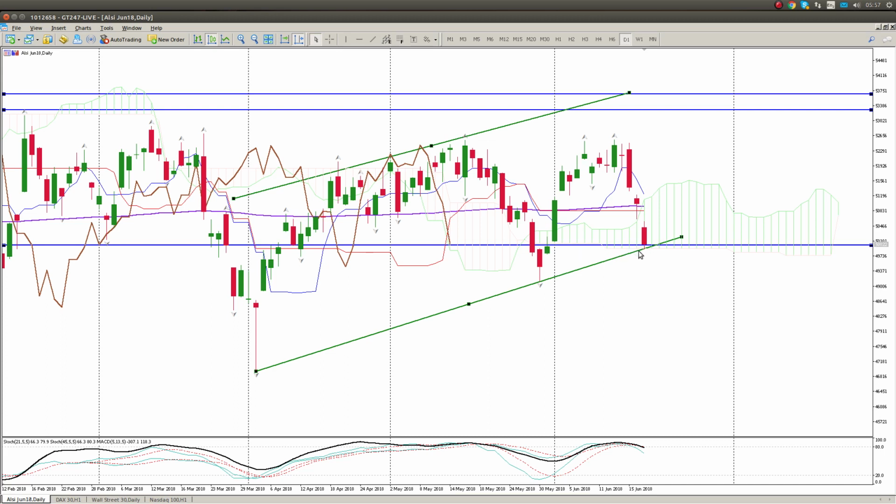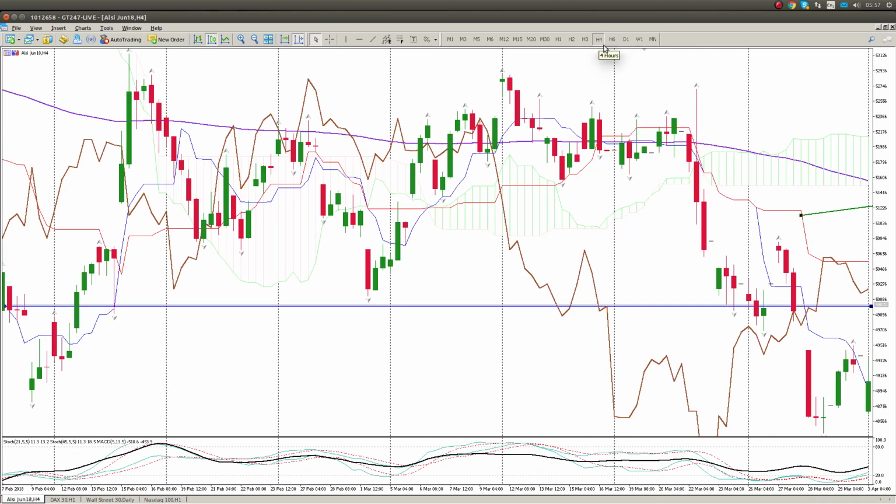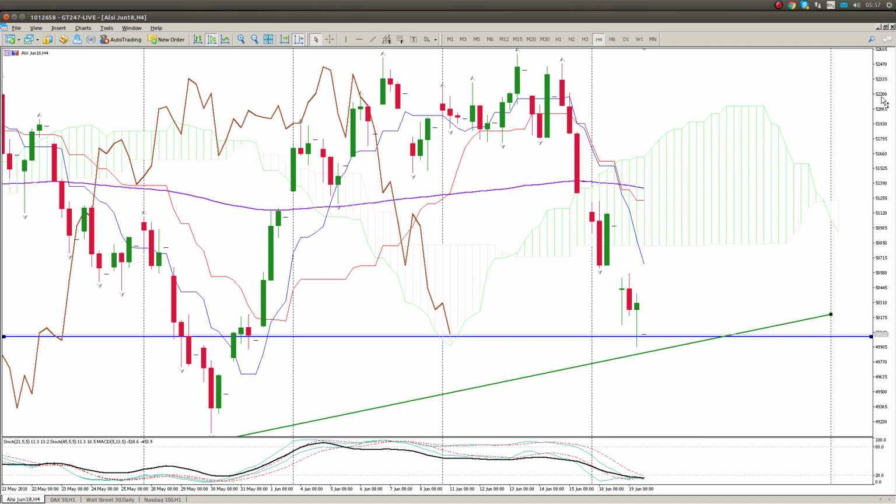Okay, so that's pretty much what I can see at the moment, and I am sitting long. I've taken a small nibble at a long at the bottom here, and we'll see how it plays out. Okay, the stop is very tight. I'll show you on the lowest time frame what I'm doing, but we are long at the moment.